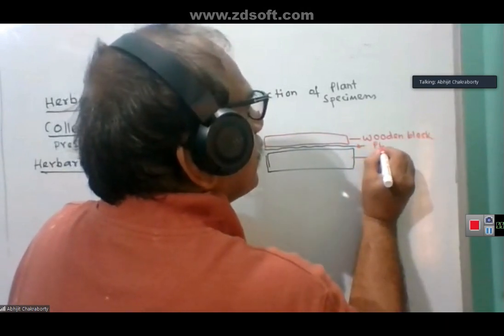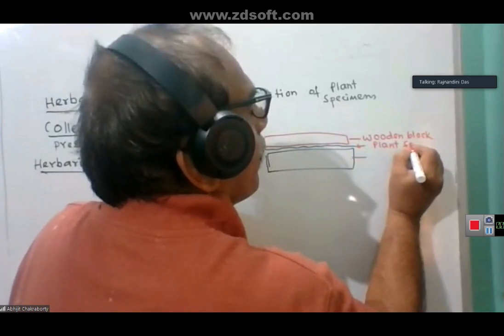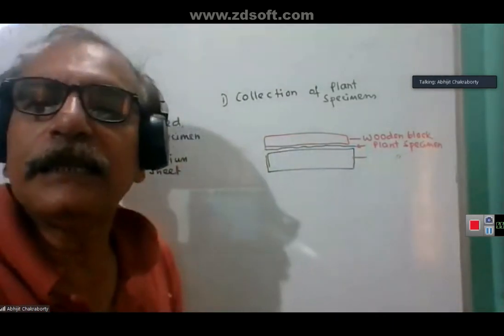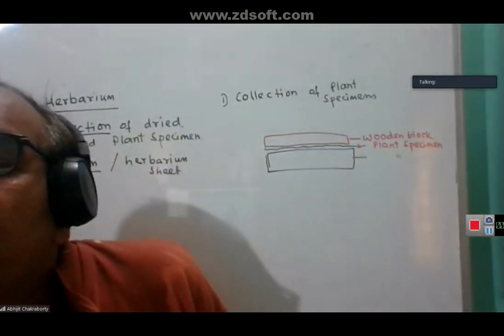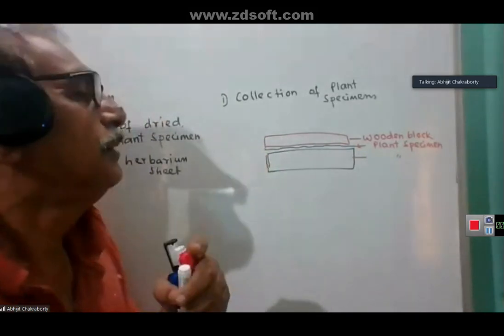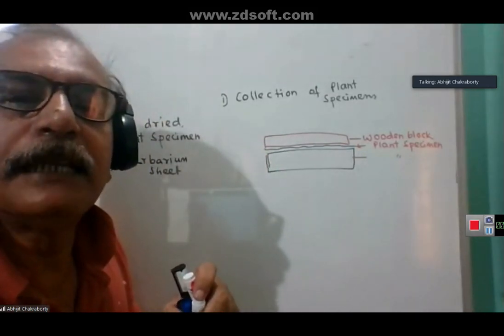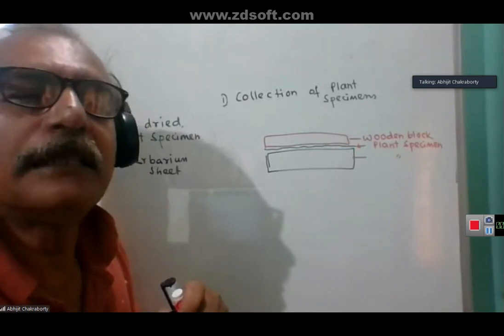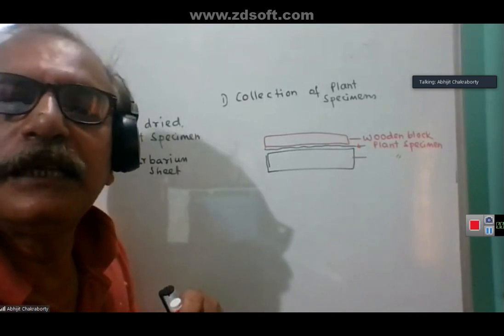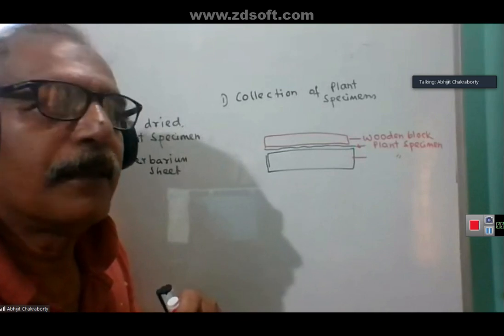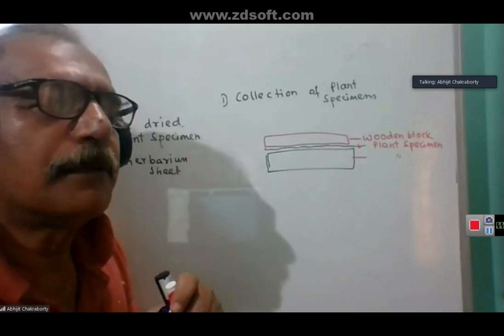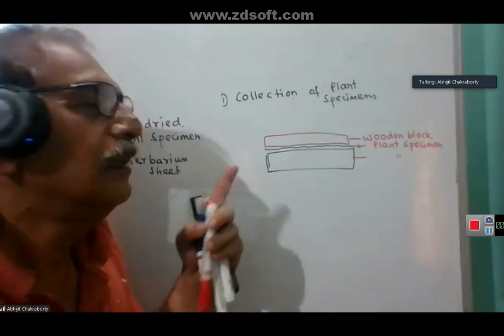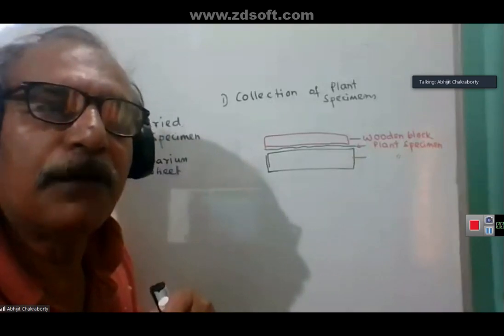Here is also a wooden block, and here the plant specimen. While pressing them, you need to change the paper regularly if it is rainy season. And if it is winter, you can change the paper within 3 to 4 days, depending on the humidity. Otherwise, the plant specimens get infected with fungi. That's why this paper is required to be changed regularly.